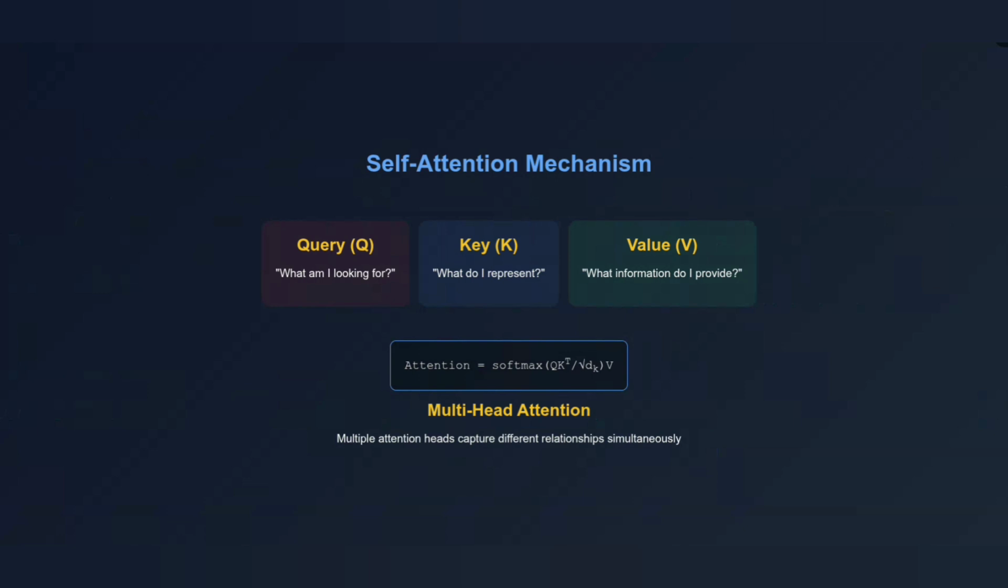Finally, we add positional encoding because, unlike RNNs, transformers don't inherently understand word order. We inject position information using sine and cosine functions that give each position a unique signature that the model can learn to interpret.